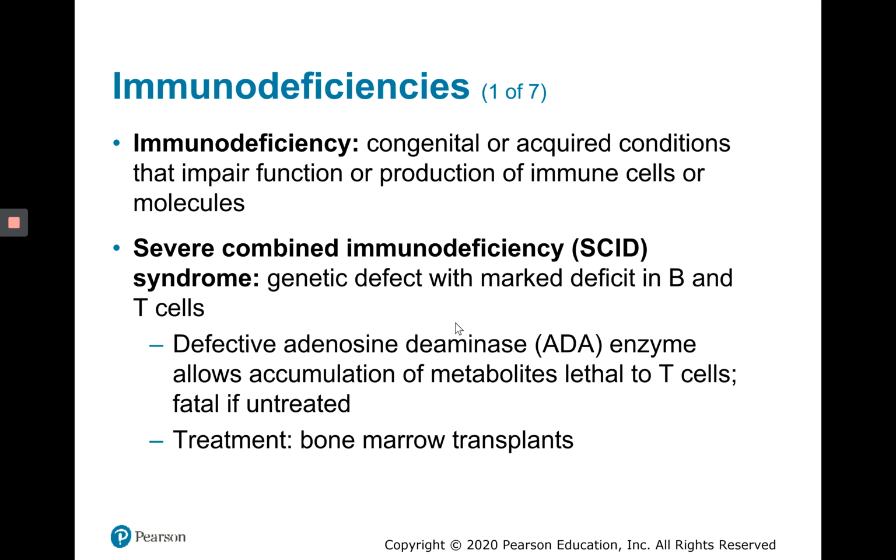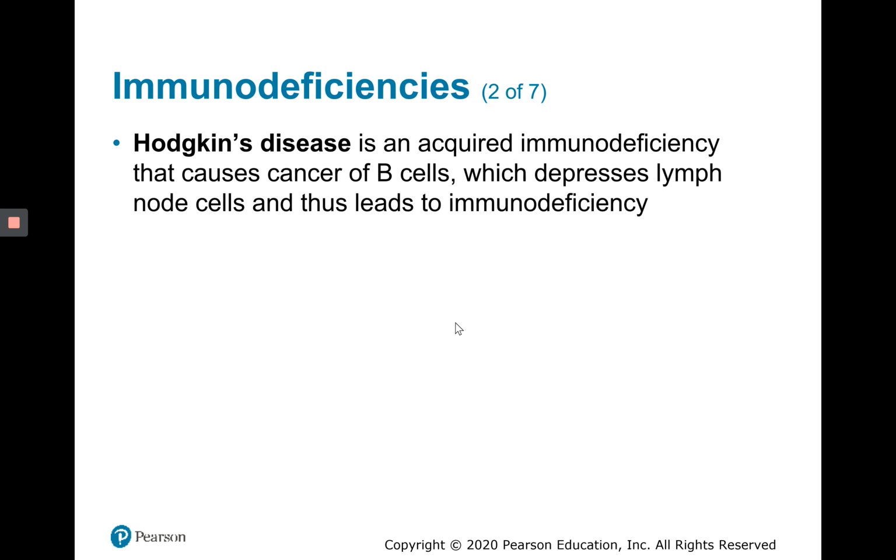One such immunodeficiency is severe combined immunodeficiency syndrome, abbreviated SCID. This is sometimes called the bubble boy disease, but it's a genetic defect that causes a marked deficit in the amount of B and T cells. A defective deaminase enzyme, adenosine deaminase, or ADA enzyme, is what allows for the accumulation of metabolites that become lethal to certain T cells, sometimes lethal to T helper cells. So this can be fatal if it's untreated, and the treatment is bone marrow transplants.